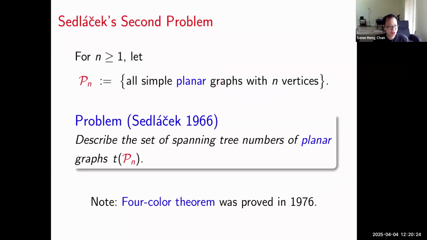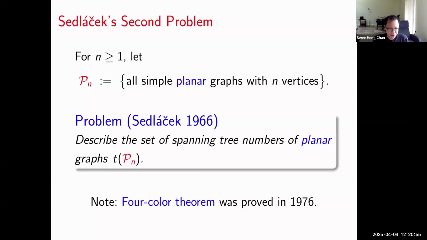Now, for people of my generation, it might seem a bit strange. Why do we want to restrict the problem to planar graphs? However, I was informed that we should think about what was going on in that year, 1966. Back then, the 4-color theorem was still an open problem. So whenever graph theorists worked on a new problem, planar graphs were always at the back of their mind.